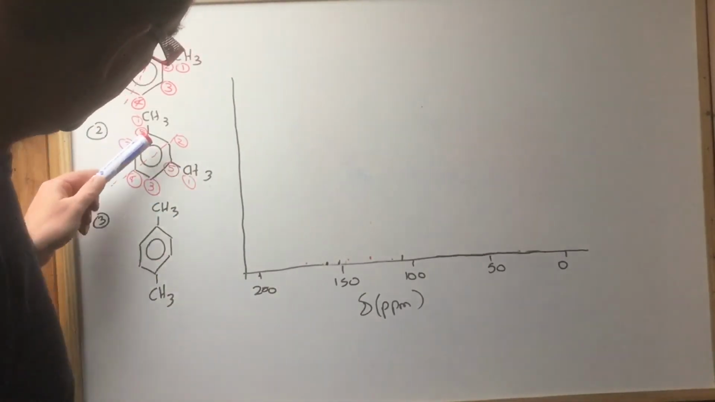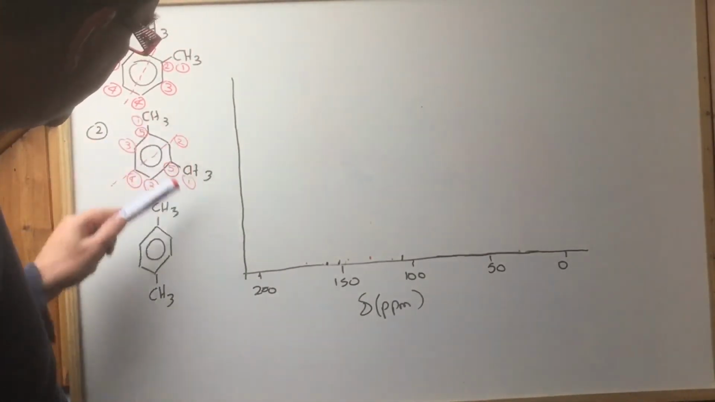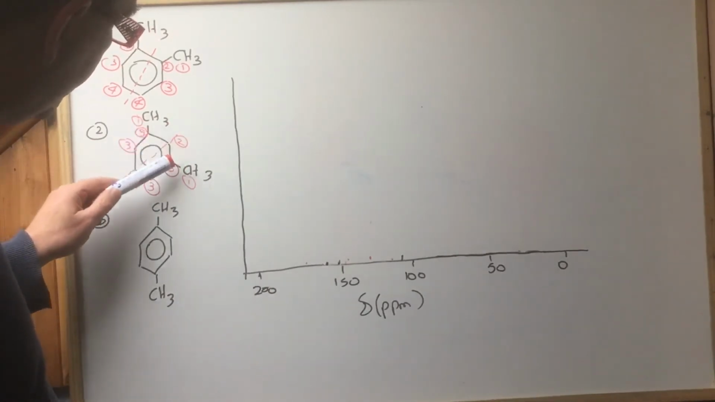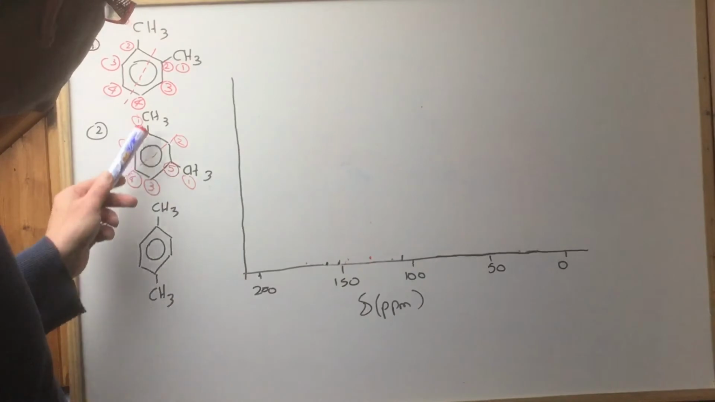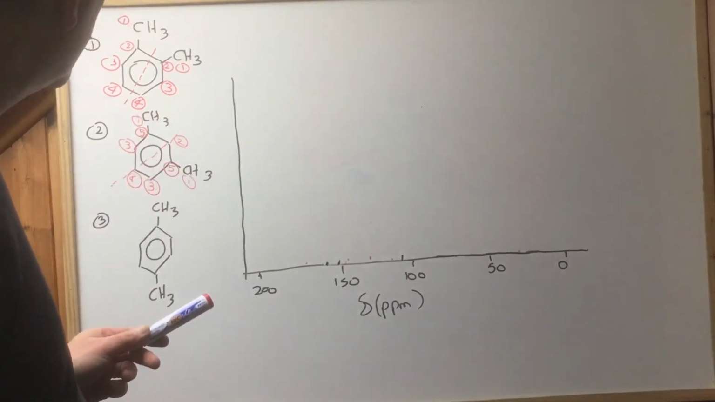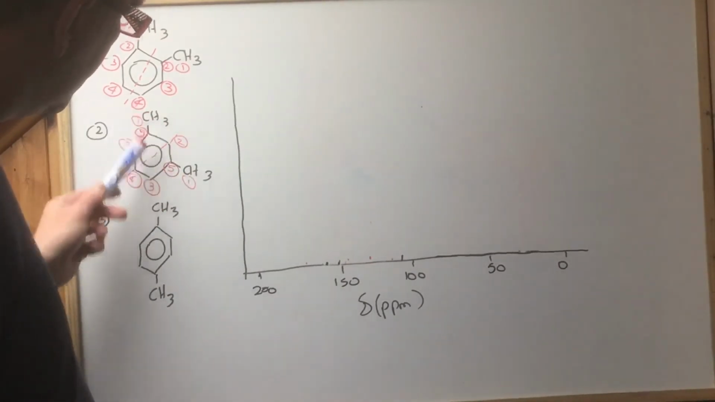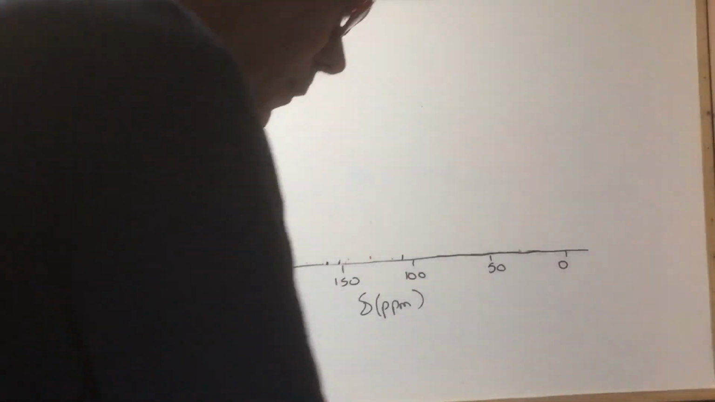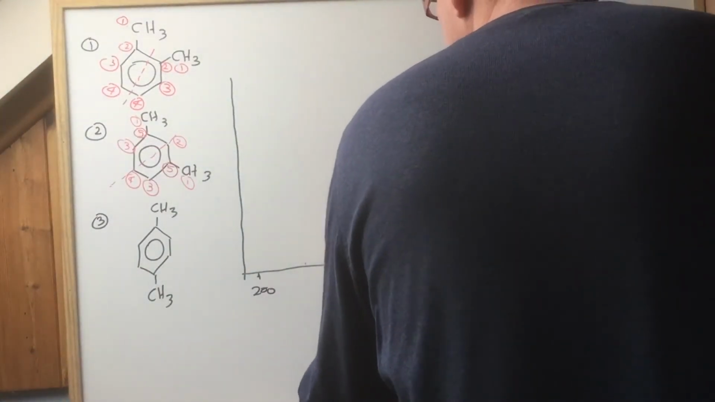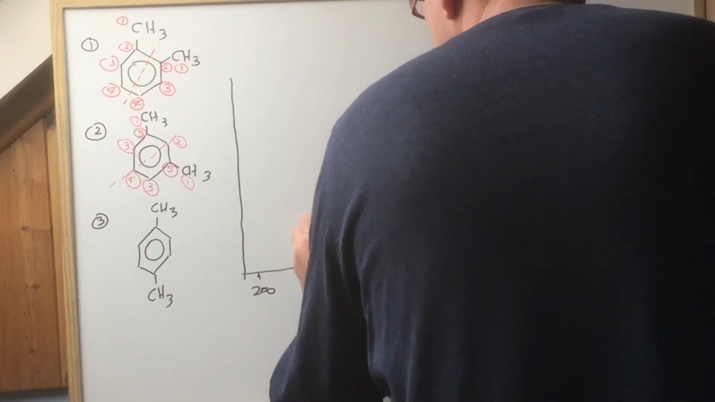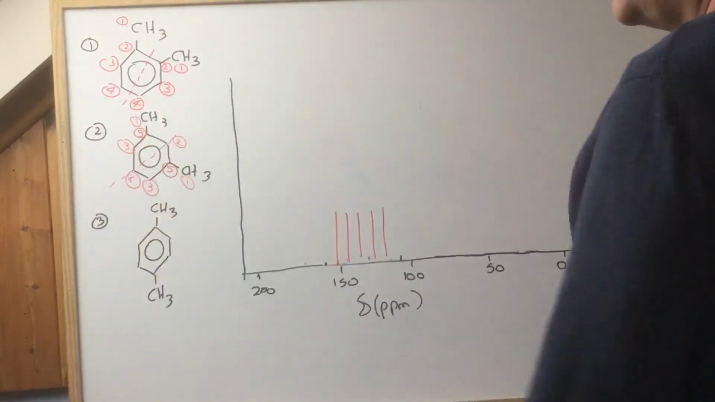Right. 1, 1, 2 on its own. 5, 5, identical. 3, 3, identical. 4 on its own. 5 different environments in that molecule. That's the way it is. So if you draw in that, somewhere between 110 and 160, 1, 2, 3, 4, 5 different environments, no argument.